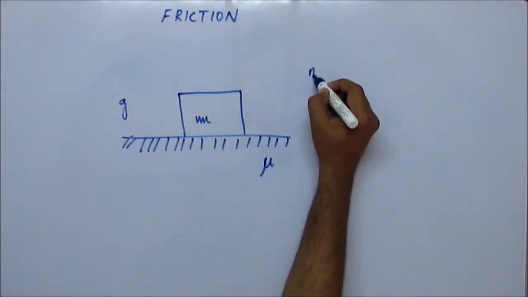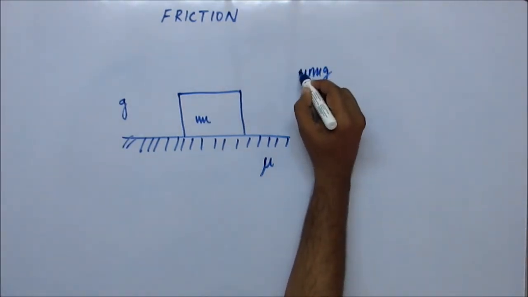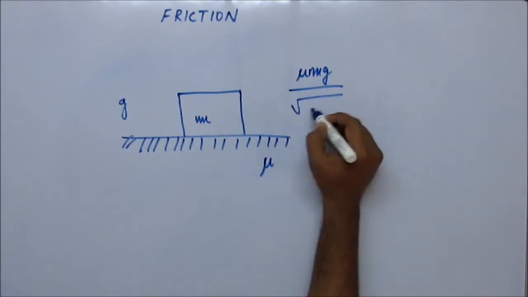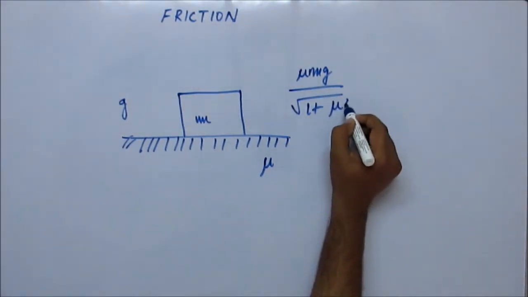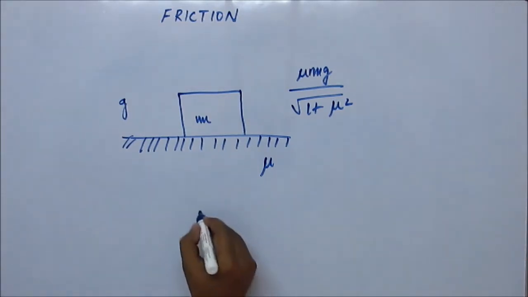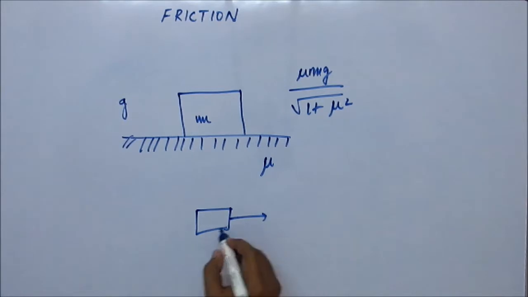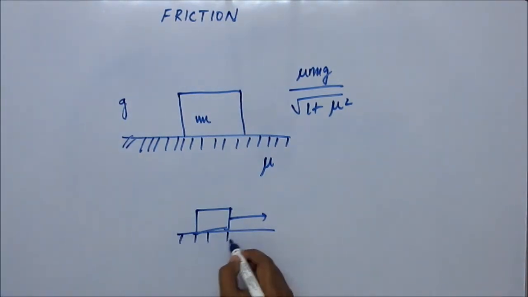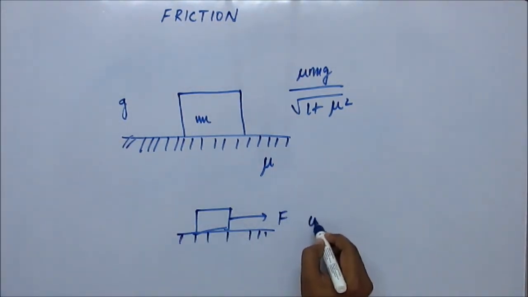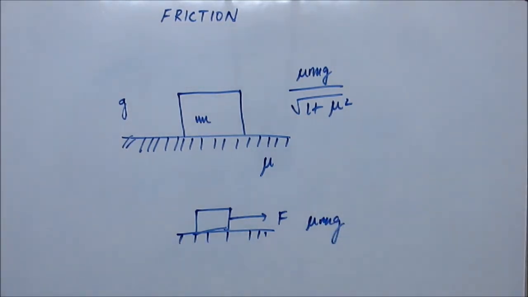The answer would be the minimum amount of force required would be equal to mu mg upon root over 1 plus mu square. This is the minimum force. See, if you're going to apply only horizontal force, then the minimum amount of horizontal force will be mu mg, because it has to overcome friction force. Friction force is mu times normal reaction, mu times mg.